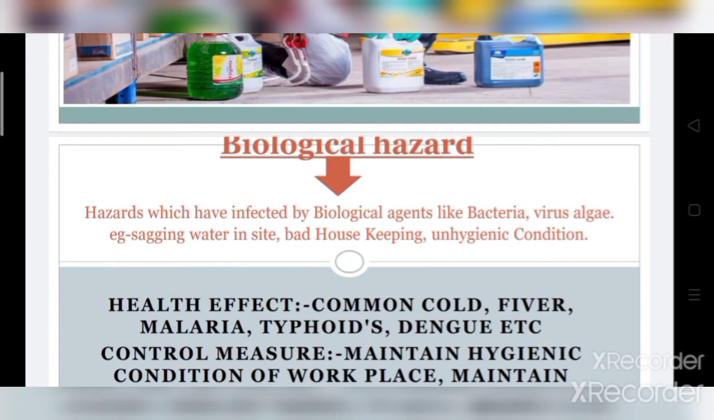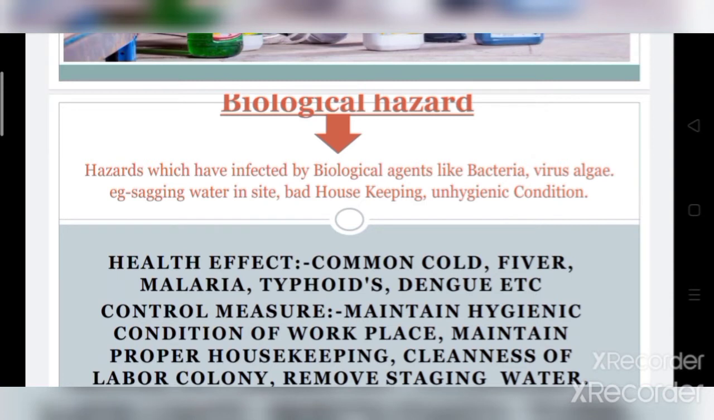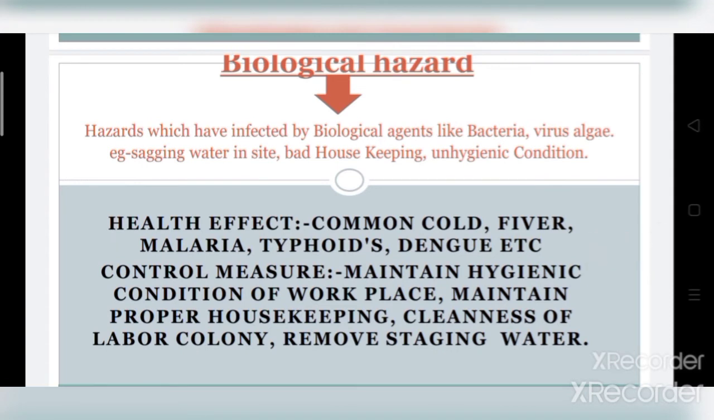In these types of conditions we are affected by biological hazard. From biological hazards we get different diseases, like common cold and fever. Mosquitoes give malaria, typhoid, dengue, etc. The control measure is maintaining hygienic conditions at the workplace. The place where you work must be maintained in proper hygienic condition. We also take proper housekeeping, cleanliness of the colony where you stay, and removal of stagnant water. When water is stagnant in a place, mosquitoes develop. This causes biological hazard.